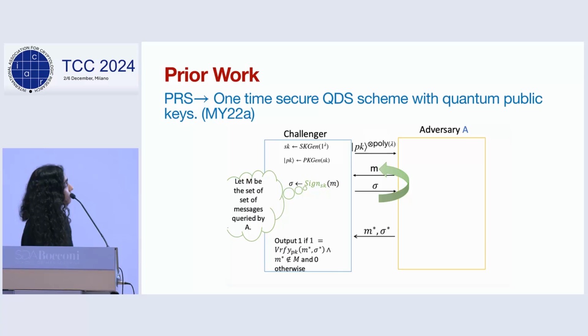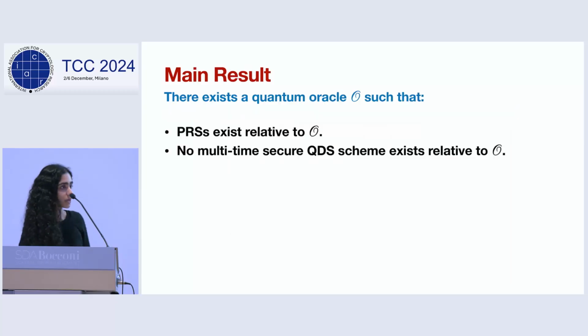And prior work shows that given a PRS state, there is a black box construction from a PRS state to a one-time secure QDS scheme with a quantum public key. So one-time secure just means, like I said, the adversary is only allowed to query the signing oracle once before entering the challenge phase. So the question of whether there exists a multi-time secure QDS scheme with quantum public keys from PRS states was left open. And so in this work, we resolved this question.